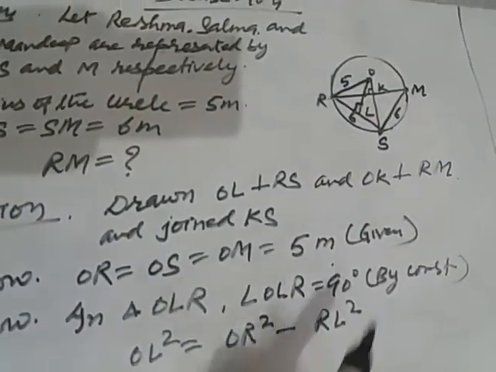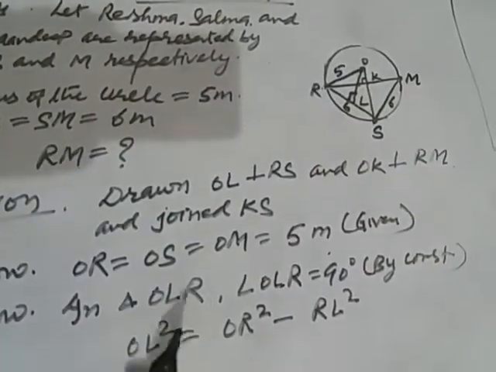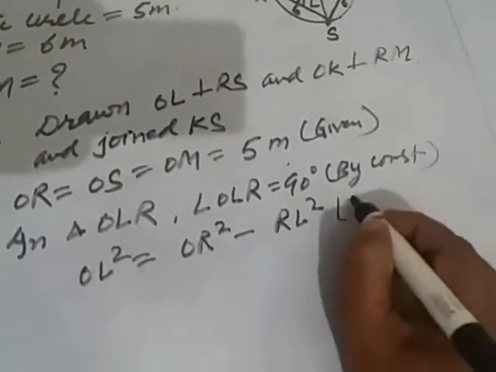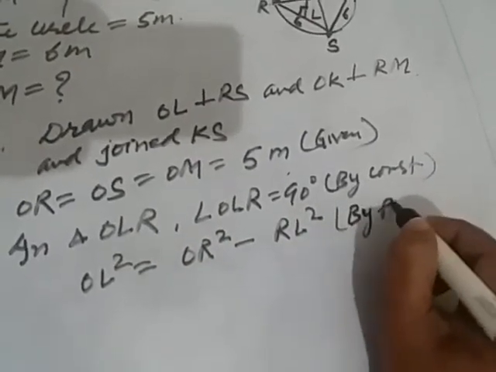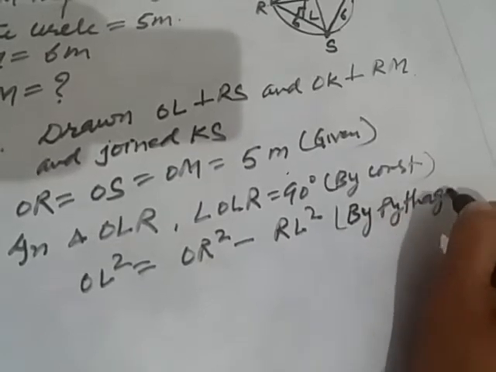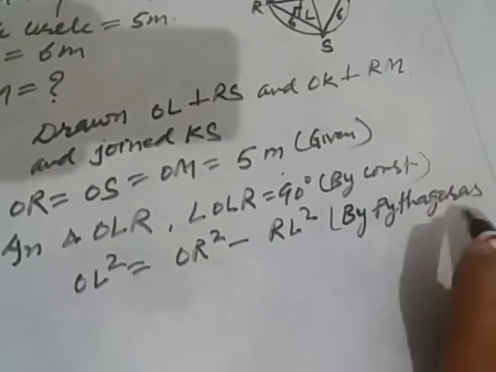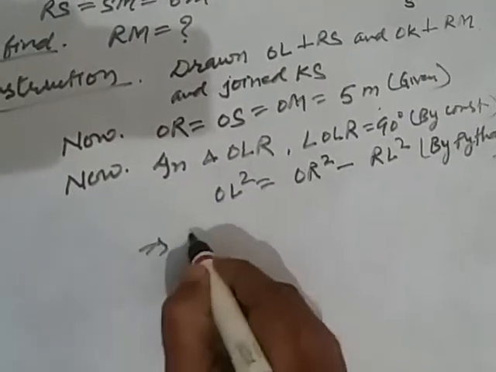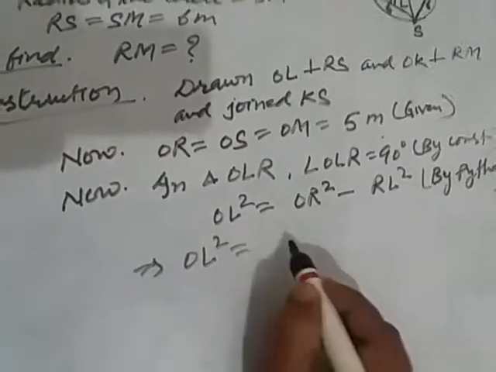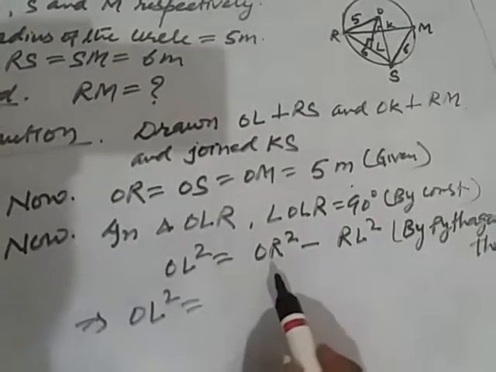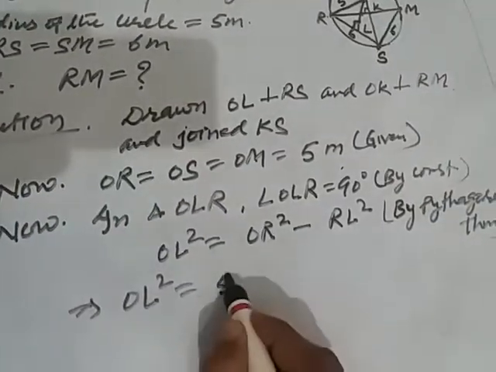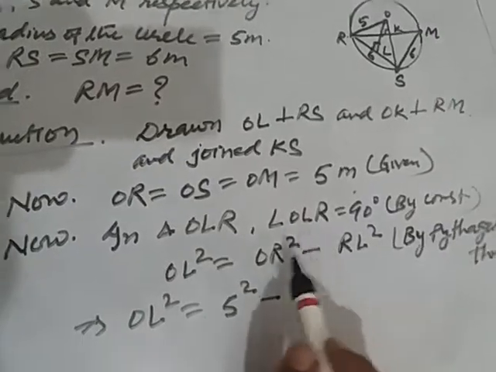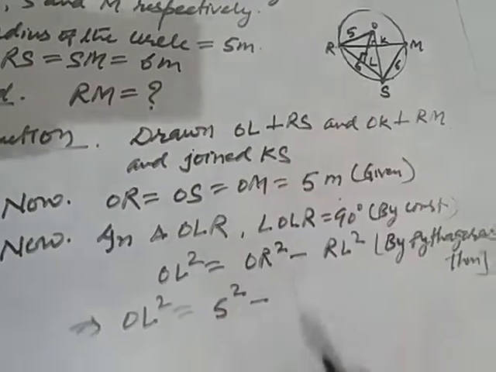So transposed form, since we need OL, so directly we are writing OL square equal to OR square minus RL square by Pythagoras theorem. Okay. This implies that OL square equal to what? What is OR? OR is given to be 5, and 5 square minus RL square. What is RL?